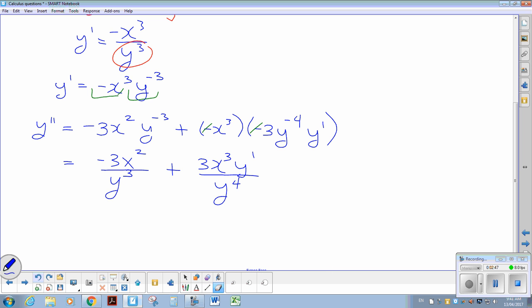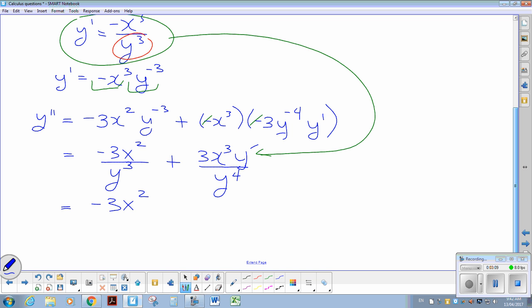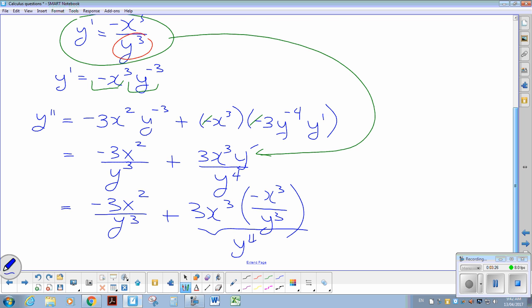And you have to be careful. These do not cancel. This is the only thing I don't like about this notation, that's a y prime. We can't have y prime in our final answer. So what we're going to do is a substitution. I know what y prime is equal to. It was up here earlier. So I'm going to bring it down and replace that value right there. So now it becomes negative 3x squared over y cubed plus 3x cubed. And in the brackets, we get negative x cubed over y cubed. And that's all being divided by y to the 4th.